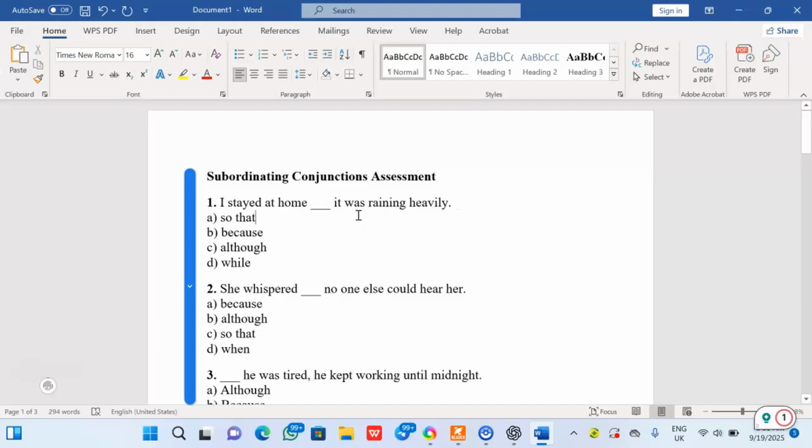Let us do these exercises together to test our understanding of subordinating conjunctions. Number 1. I stayed at home, it was raining heavily. Is this so that, because, although, why, while? The answer is what? The answer is because. Reason, right? Why did you stay at home?